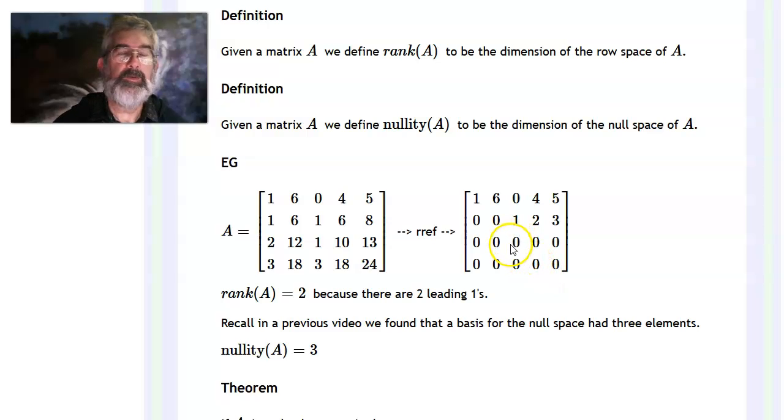And the free variables correspond to columns that don't have leading ones. Right? And so I can see, and we did see in the previous video, that there are 3 columns without leading ones, which meant we put 3 parameters, R, S, and T, in there, and then we ended up with 3 vectors as our basis for the null space. So the nullity of this matrix is 3.